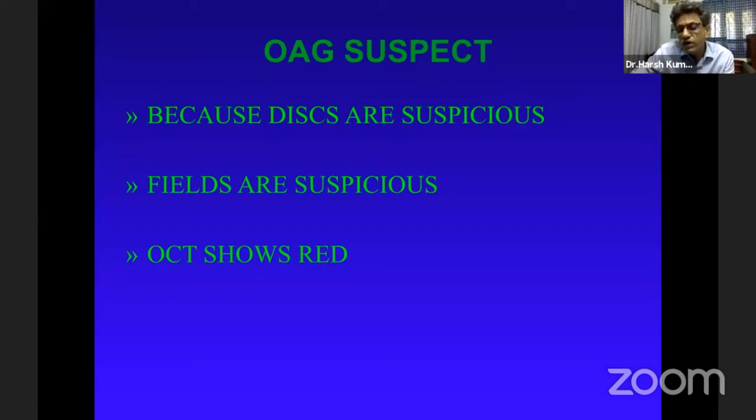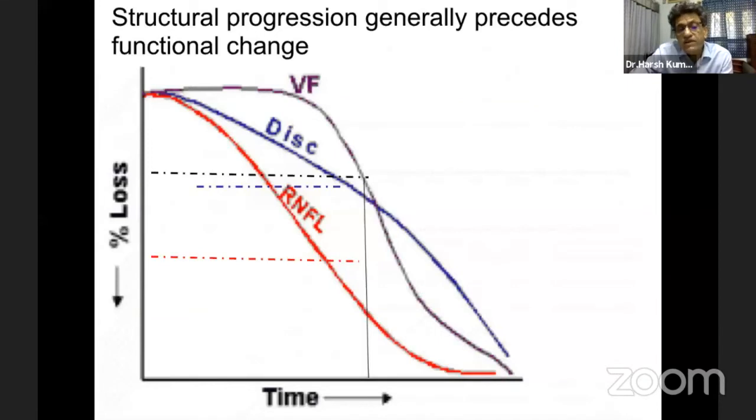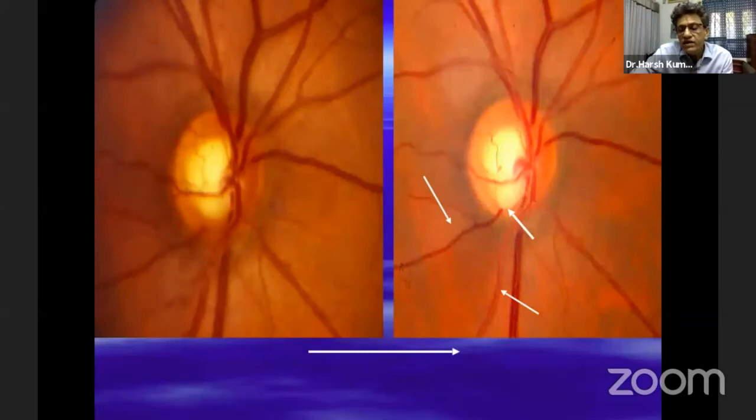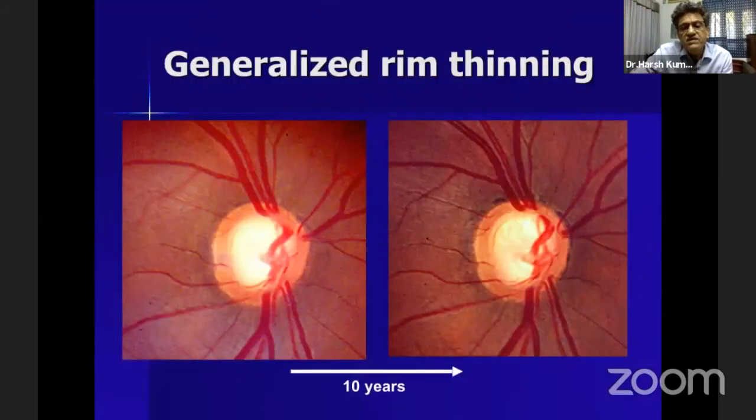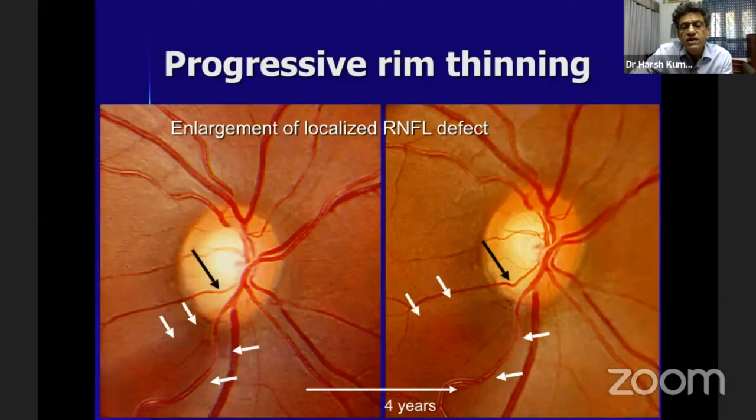So let's take the OAG. Yes, we have already covered pretty much everything, because the disc may be suspicious, fields are suspicious, OCT, that I think you people have all talked about. Always remember that in these kinds of cases, structural damage is likely to be the earliest, though this is not the rule; sometimes it can happen the other way too. So these have already been shown very nicely, that over the years you must take a very clear view that there may be generalized rim thinning, there may be just small things which are happening, which you may not be able to pick up very clearly.